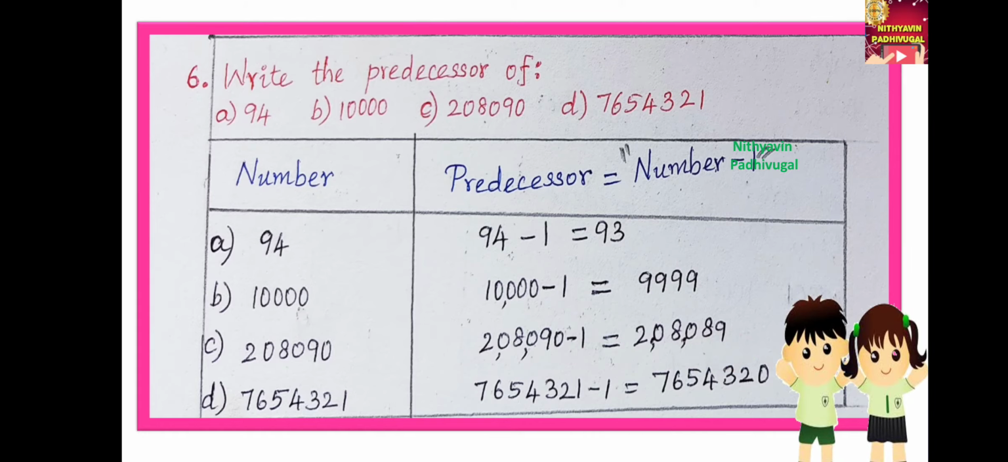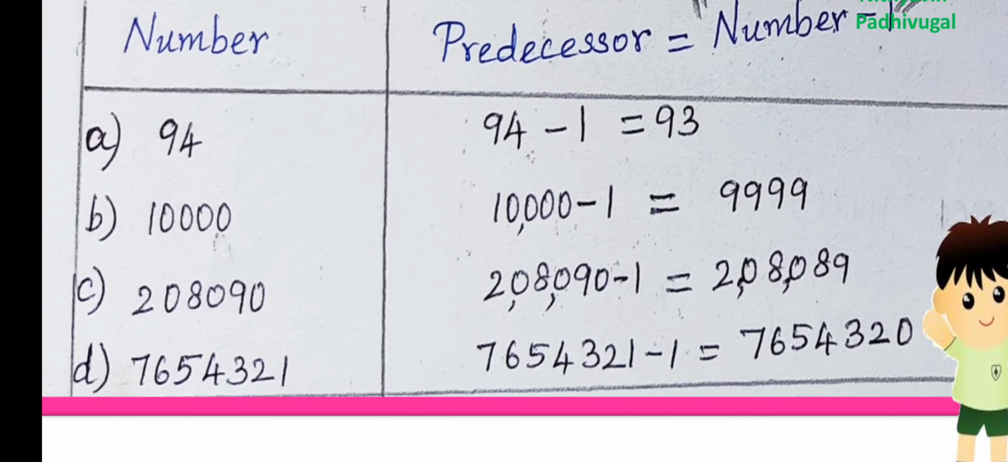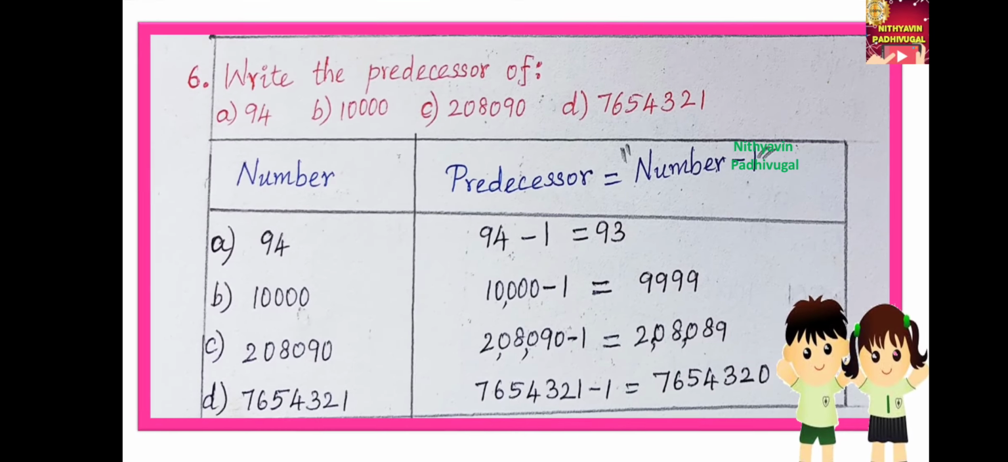Right. Last one. 76 lakh 54,321 is the number given. Its predecessor is 76 lakh 54,321 minus 1. 21 minus 1 is 20. So the answer is 76 lakh 54,320.